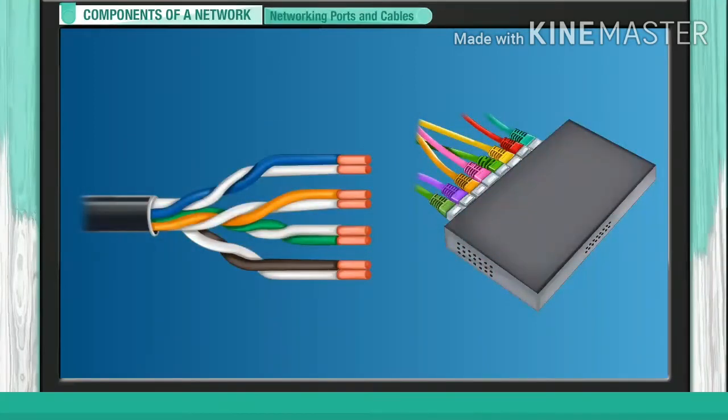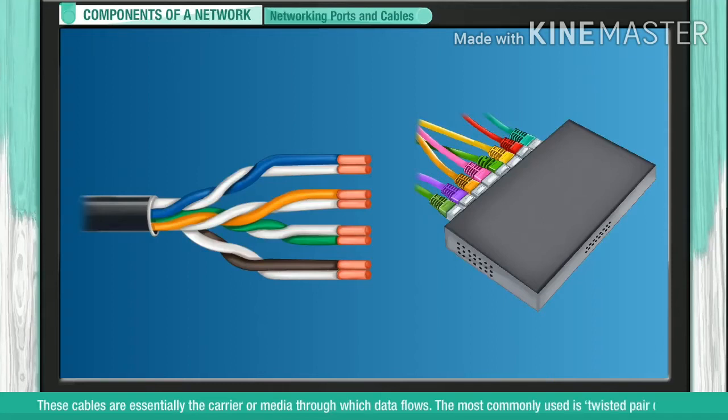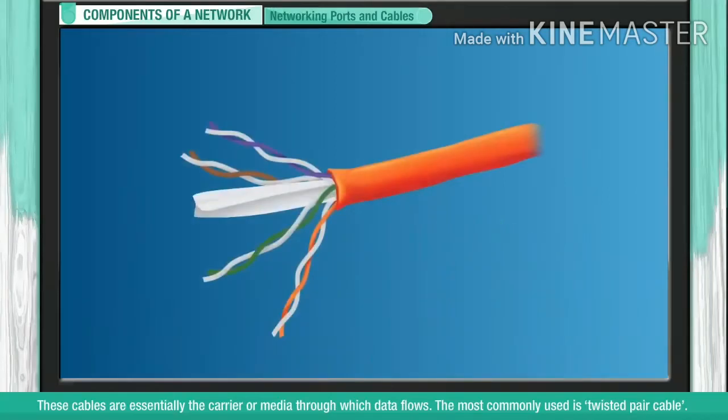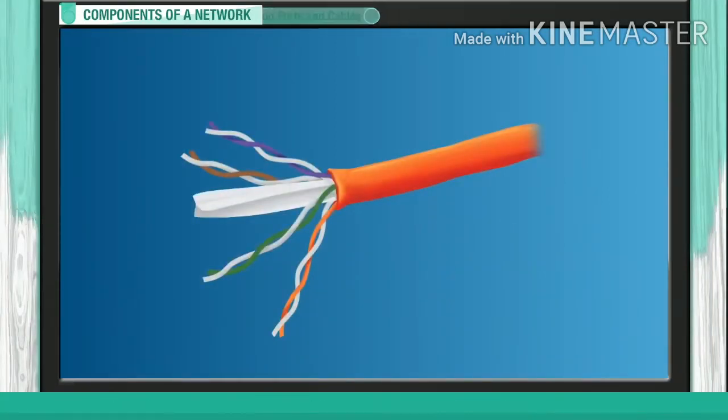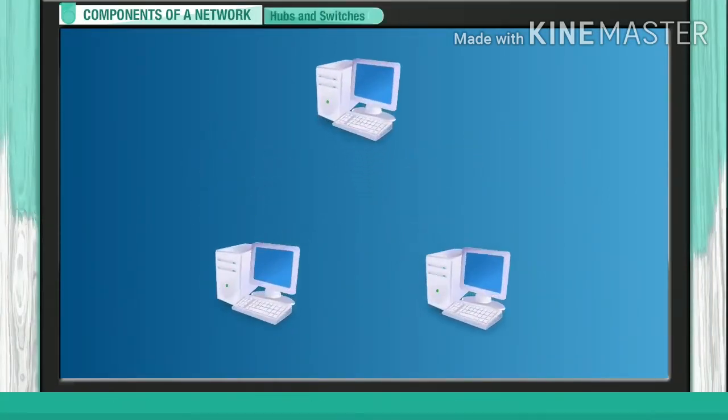Networking ports and cables. Network cables are used to connect and transfer data and information between computers, routers, switches, and storage area network. These cables are essentially the carrier or media through which data flows. The most commonly used is twisted pair cable.